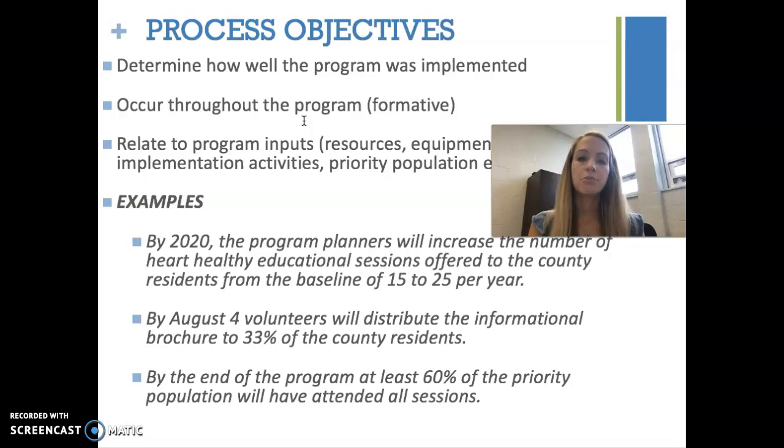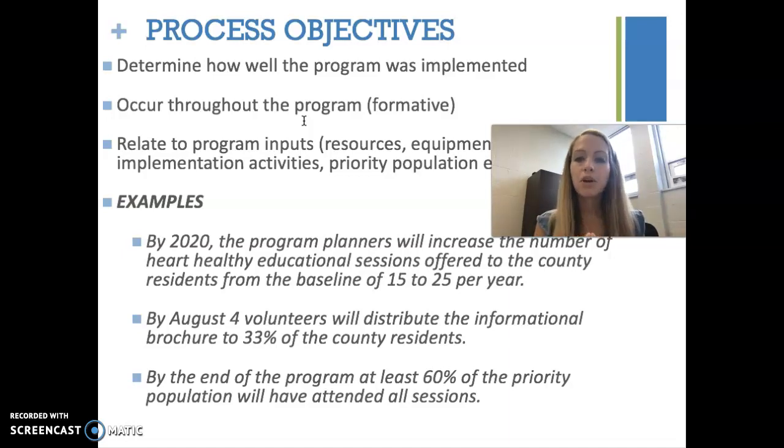Let's look at another example. By August 4th, volunteers will distribute the informational brochure to 33% of the county residents, right? So remember, don't get these confused with what your participants in the program are doing. This is more of what the staff, what those activities are looking like. So the volunteers for your program, the staff for your program, the administrative side of the program, they are going to be distributing those brochures, and they're going to reach 33% of the county residents, right? And they have that timeline of August 4th to do this objective.